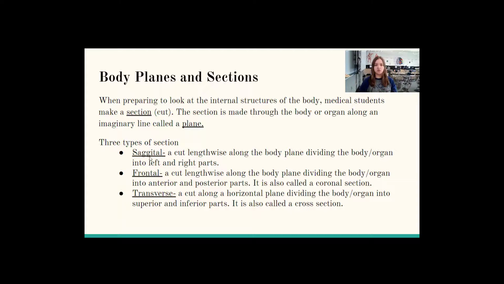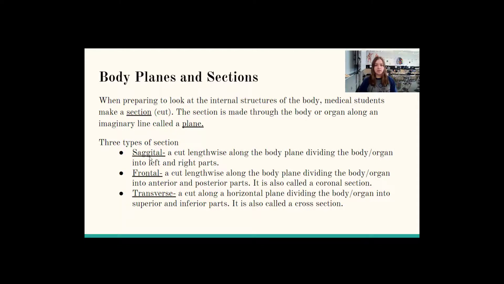You can make a sagittal cut, which is a cut lengthwise along the body plane, right down the midline, dividing the body or organ into left and right parts. It'd be like if I took a samurai sword and put it right between my eyes all the way down my body. The frontal section is going to go up above from the top of your head, straight down, and divide your body into anterior and posterior parts.